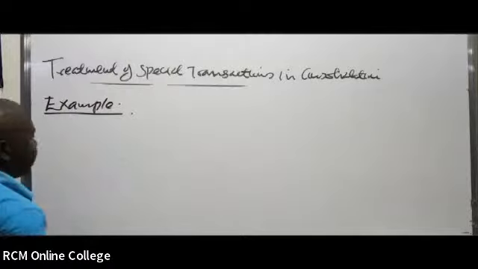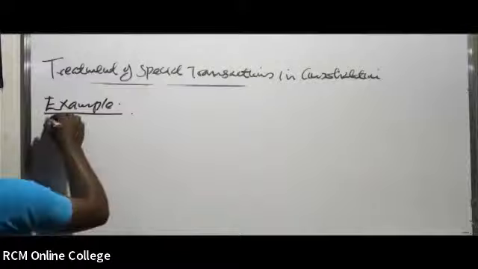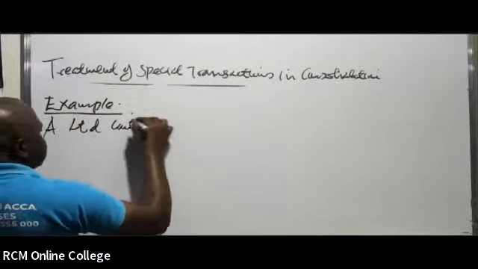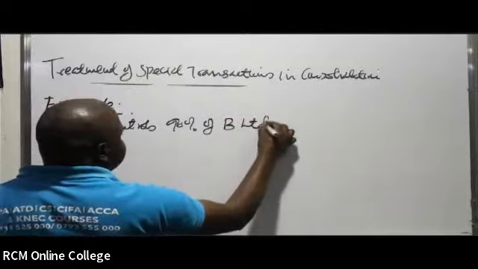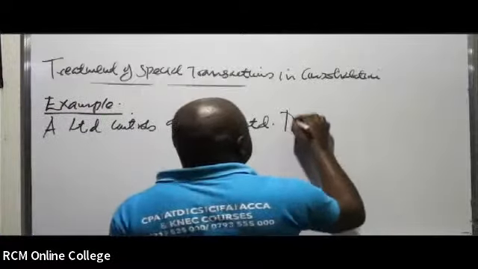Then you write this example: A limited controls 90% of B limited. That means in this case, what? A is our parent, B is our subsidiary. B limited.